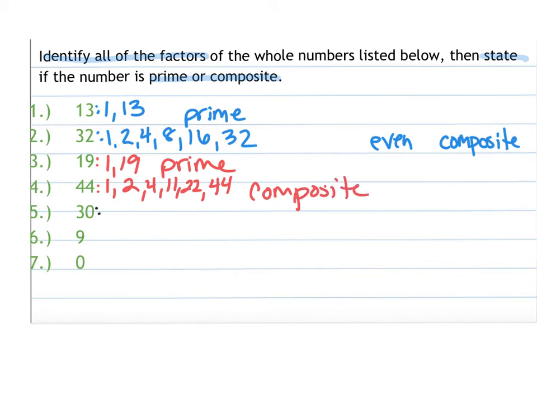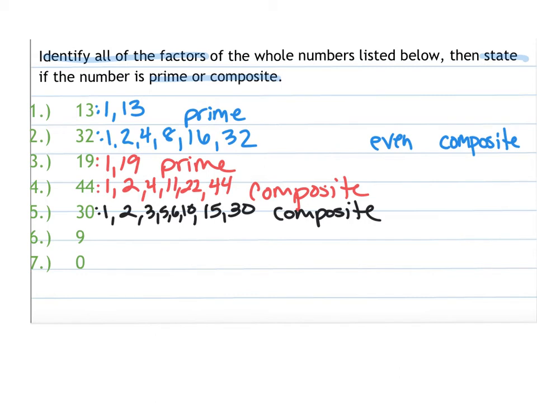30, again, is even, so I know that's 1 and 30, 2 and 15, 3 and 10. And then notice it's nice because when you get to 5 and 6, they're right next to each other, no other numbers are going to fit. Kind of going down the row, meeting in the middle. Those are composite.